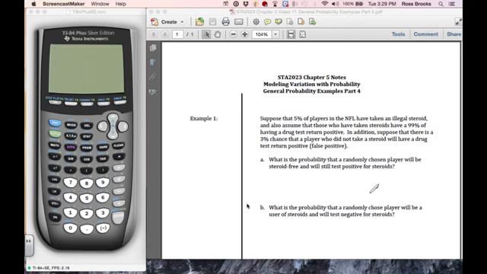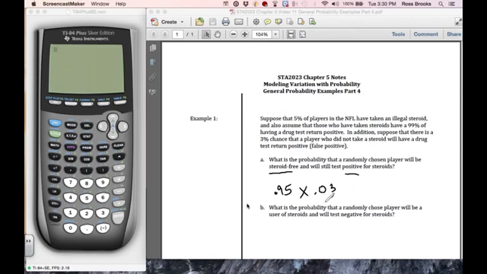A asks, what is the probability that a randomly chosen player will be steroid free and will still test positive for steroids? So to begin with, the probability that a player will be steroid free, well, that is 0.95. If 5% of players have taken a steroid, that means 95% are steroid free. Times, now the probability that they'll still test positive for steroids, that's where this 3% or this 0.03 comes into play. So in addition, suppose that there is a 3% chance that a player who did not take a steroid, that would be these 95%, will still get a test that returns positive.